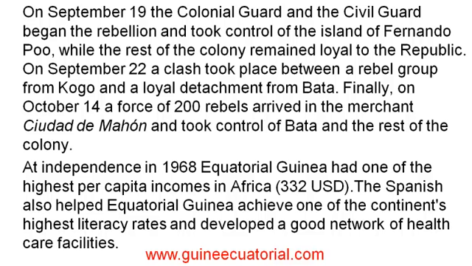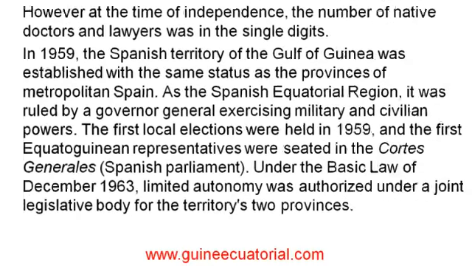At independence in 1968 Equatorial Guinea had one of the highest per capita incomes in Africa, $332. The Spanish also helped Equatorial Guinea achieve one of the continent's highest literacy rates and developed a good network of healthcare facilities. However, at the time of independence, the number of native doctors and lawyers was in the single digits.